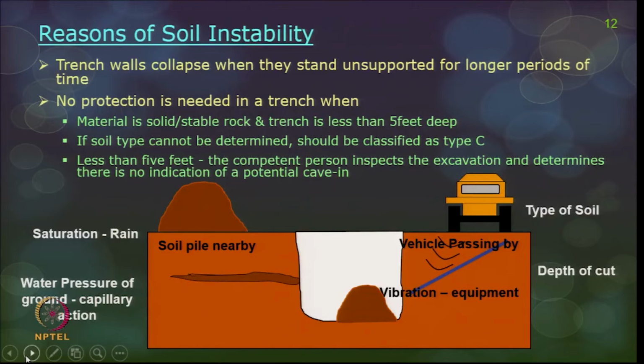The next is your type of soil. Suppose you have not identified the proper soil type and you have chosen a wrong protective measure for safeguarding against side collapse, then obviously it is not going to be a preventive measure at all. You identify the soil type as C, or you identify soil type as A, and you have chosen a different measure, then it is not going to safeguard. So obviously you are going to have an accident there.